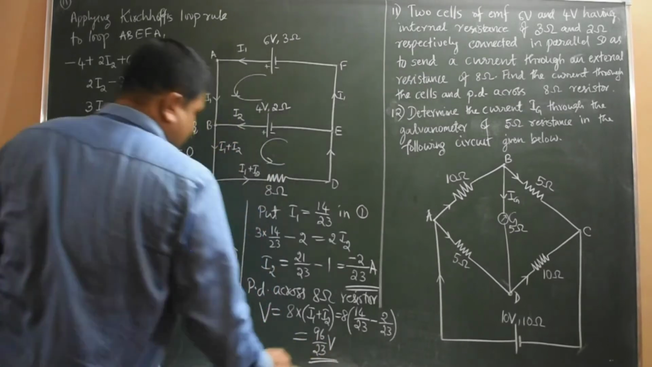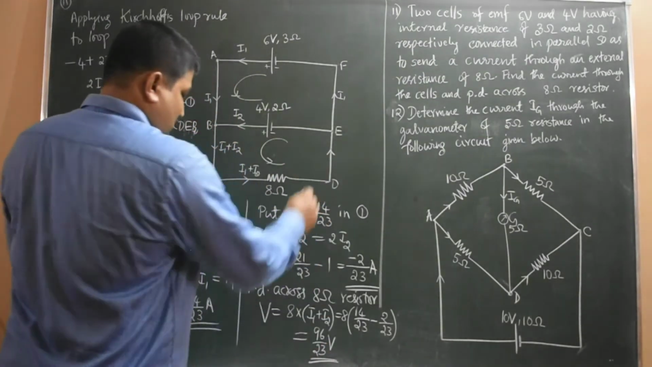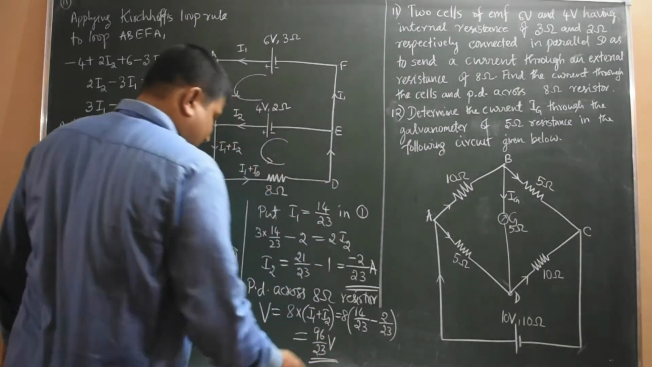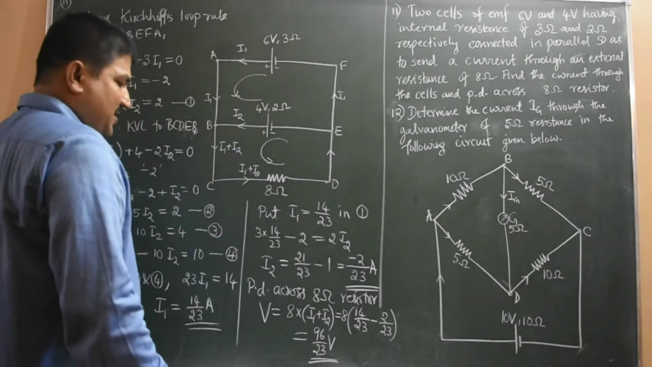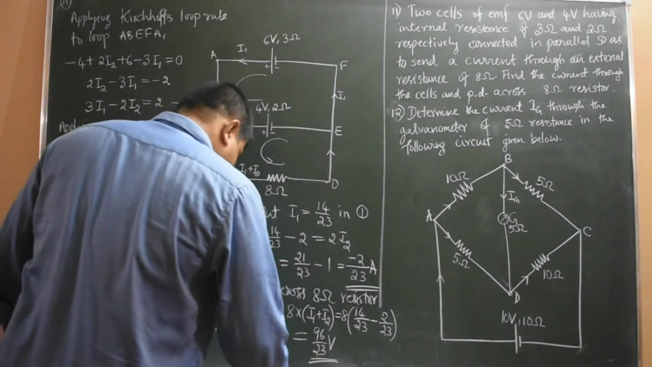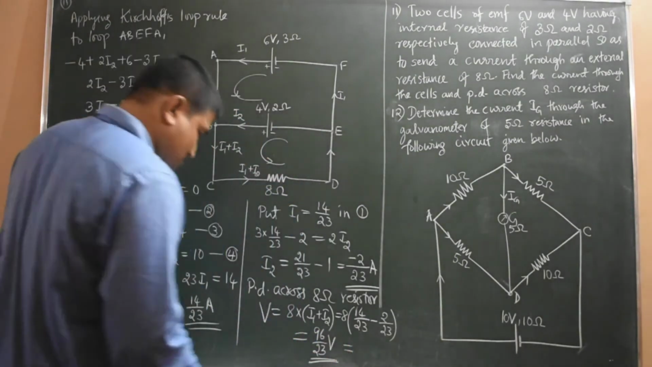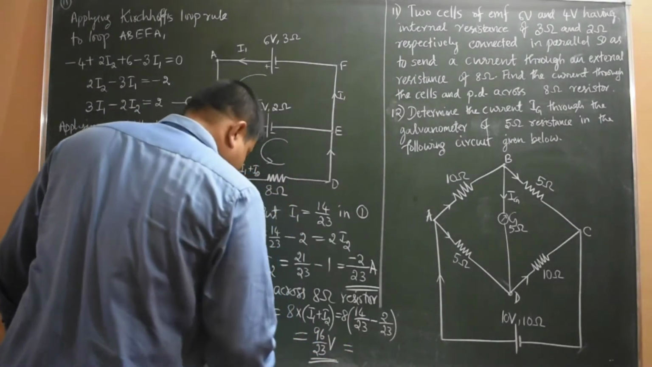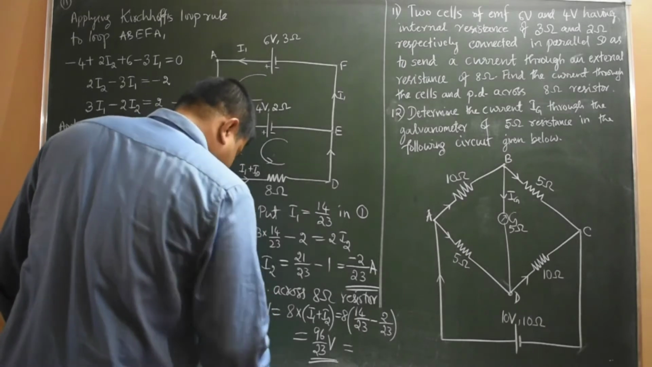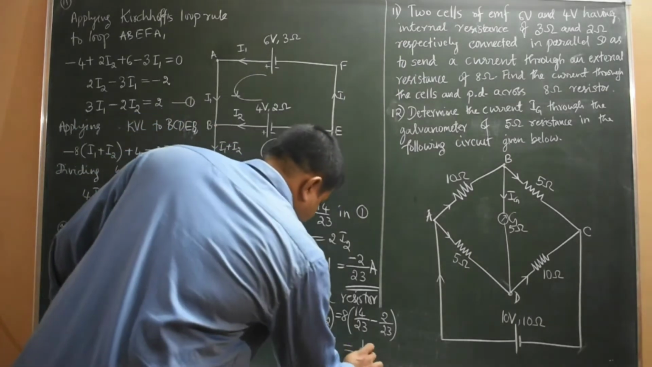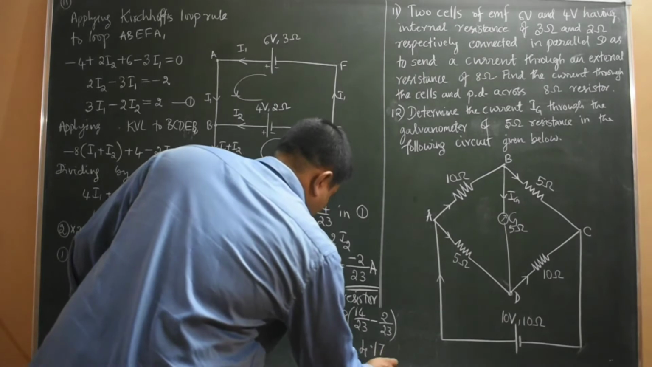So this is the potential difference across this. You can calculate the decimal value using a calculator. It is not compulsory actually. If you leave the answer as a fraction or ratio, there is no problem. The decimal value of 96 by 23 becomes 4.17 volt.